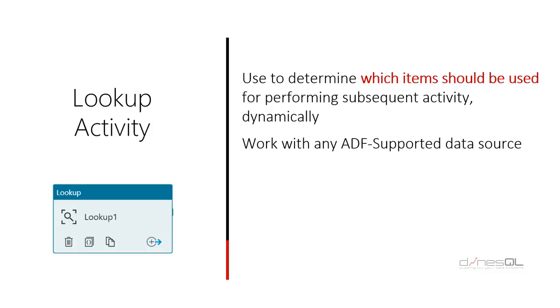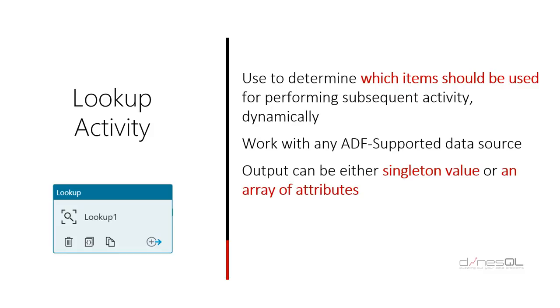But when we try to refer to the output coming from lookup activity, I can instruct ADF saying all I need is just the first record. The first record might have multiple columns, but I can simply say all I need is the first record. So we consider the output as a singleton value. If I really want to get the entire data set, which means all columns, all rows, then I can configure my output as an array of attributes.